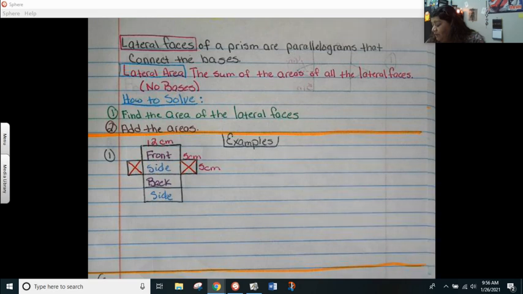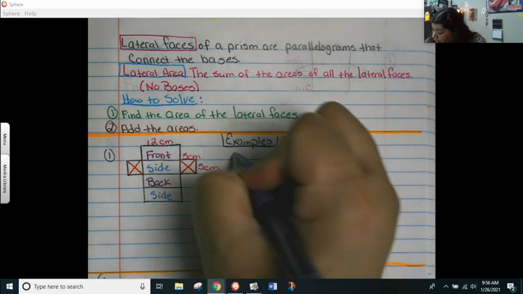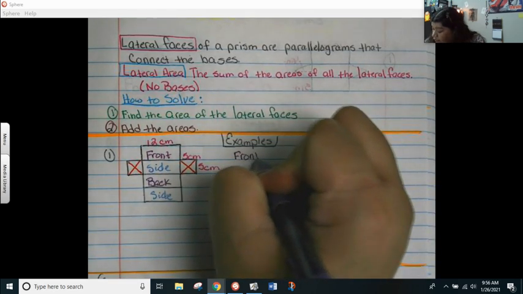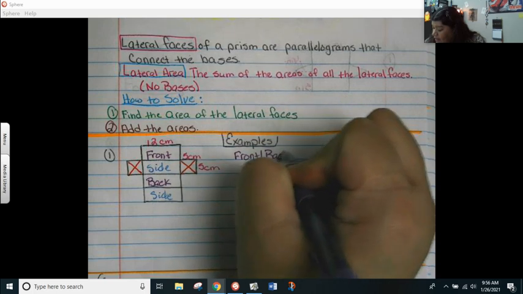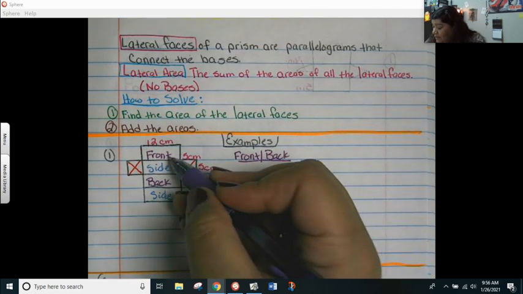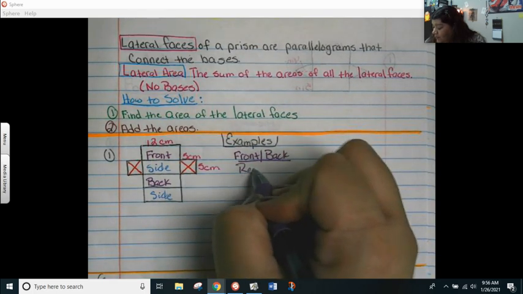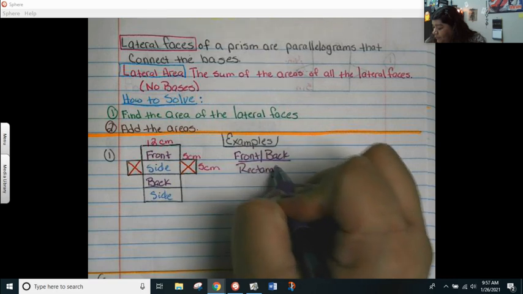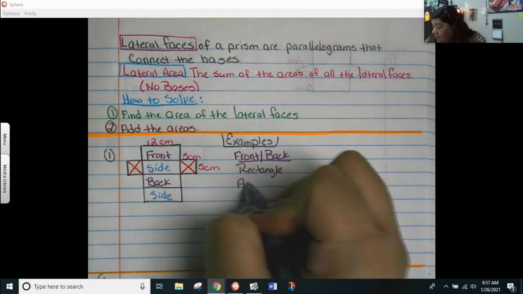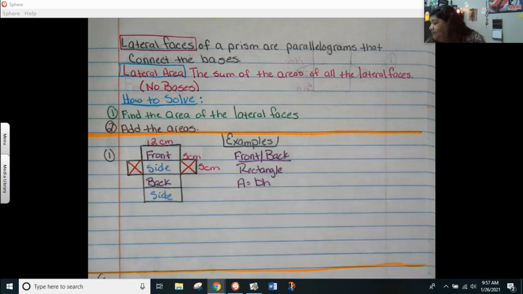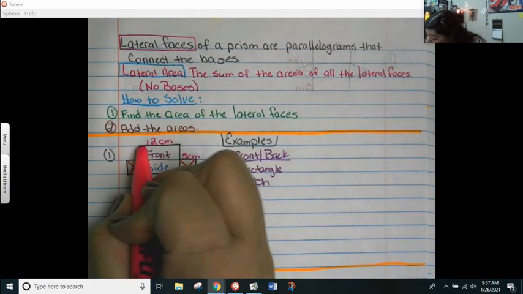So we're going to solve it the way we did yesterday. So we're going to do the front and back. I always like to label front, back. It's all about being neat. I see the front and back are rectangles. And I know that formula by heart. That's base times height. Now I'm going to go ahead and highlight it so we can see what numbers go with the front and the back so I don't get confused. So I'm going to do this in pink.